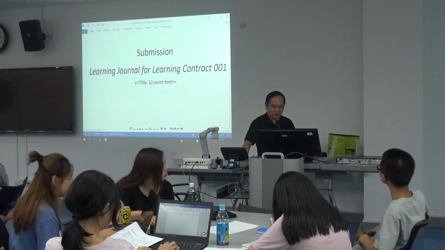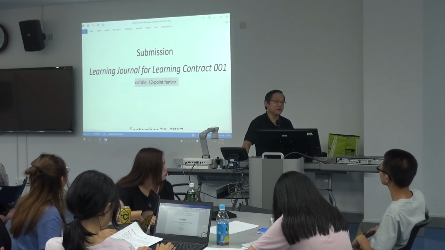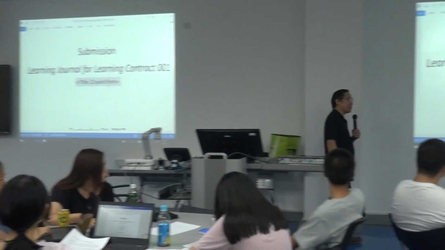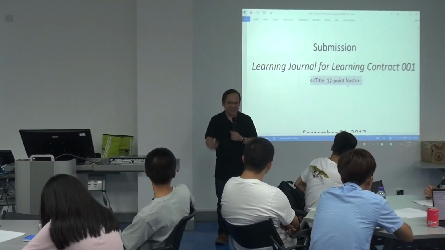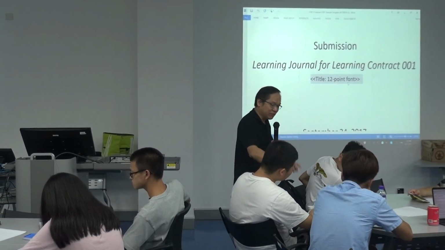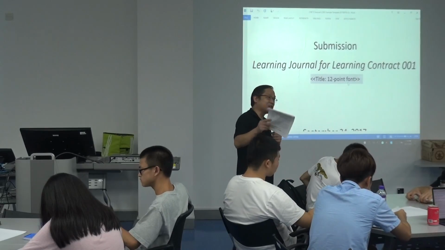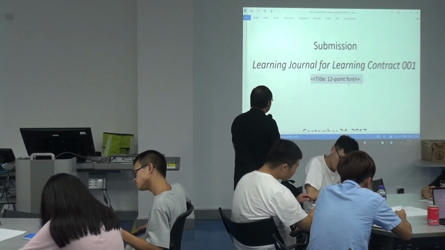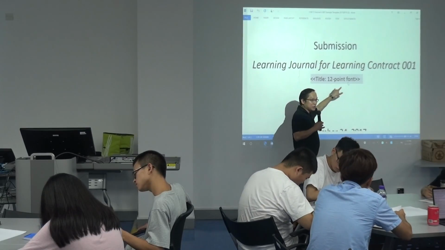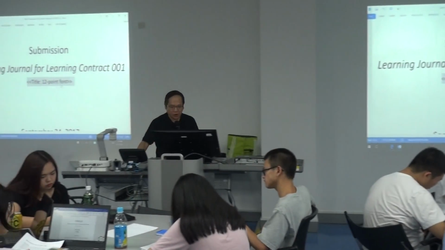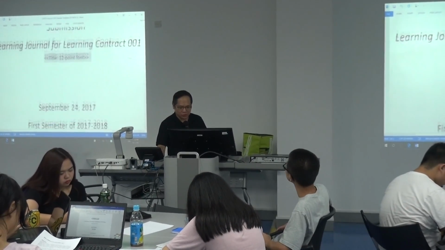And after that, you have to include here the title of your journal topic. You must include here the title of your journal topic. I've just given you an example: what is ethics in the information age? If this is your title, the example I gave you, you need to put that title here. Make sure you put that title here. And after that, you move on to the second page.